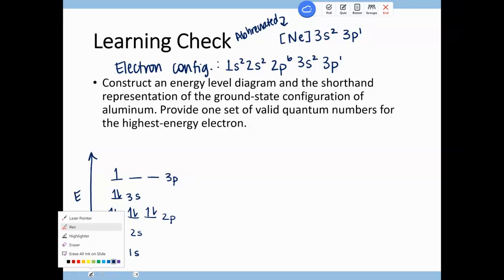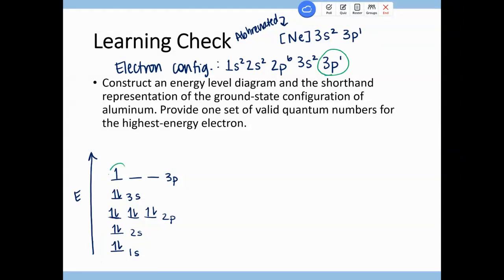So we are writing a set of quantum numbers for this 3p1 electron here. So we will have an N, an L, an ML, and an MS. We have to have 4 quantum numbers to fully describe an electron. What's our N? 3. Yeah, it's in the 3rd energy level. It's a 3p electron, so that 3 means principal quantum number N is 3.